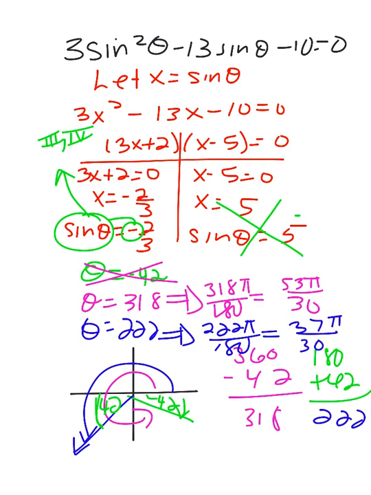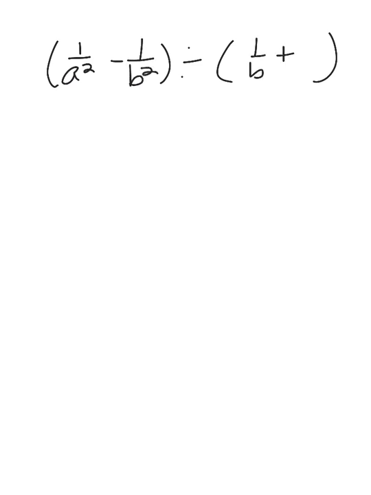Okay, so let's take a look at number 8. Okay, so number 8 is a complex fraction. So I'm going to split the numerator and the denominator. So I have 1 over a squared minus 1 over b squared divided by 1 over b plus 1 over a. Now in order to do same, change, flip, you have to have one fraction here, there's 2. You have to have one fraction here, there's 2.